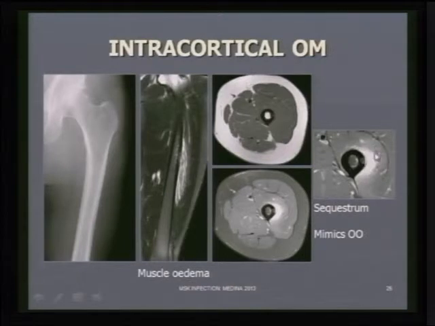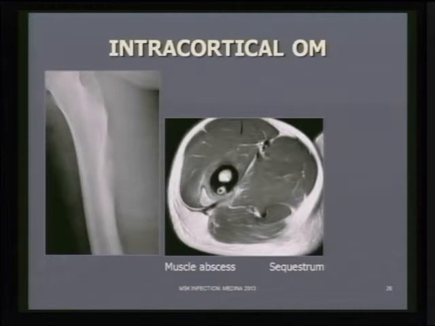And this extensive soft tissue edema, with the absence of much medullary edema, was much more in keeping with intracortical osteomyelitis and sequestrum formation as opposed to osteoid osteoma. This is another example with much more aggressive destruction of the posterior cortex here. And again, on the MRI study, we see the intracortical abscess with sequestrum formation, and this time an associated soft tissue abscess.